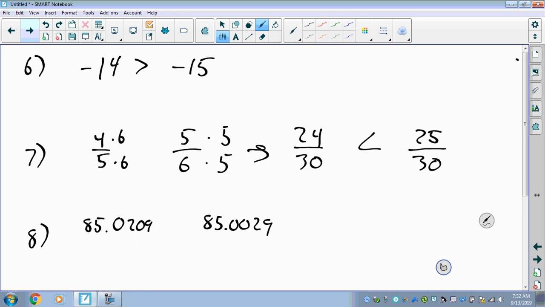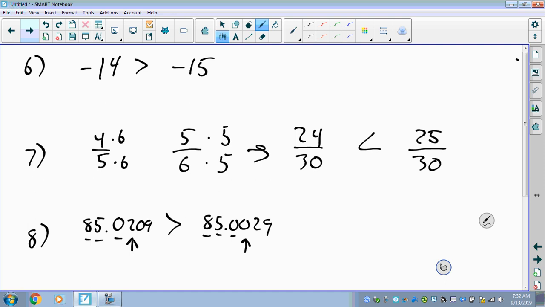Okay? This last problem, we don't care about any of these matching numbers until we get down to the decimal point. So the 8s are the same, the 5s are the same, the 0s are the same. 8, 5, 0. Next number, I have a 0 here, I have a 2 here. This number is bigger. Okay? So just keep moving from left to right until you find a number that's not the same, then compare those two numbers.